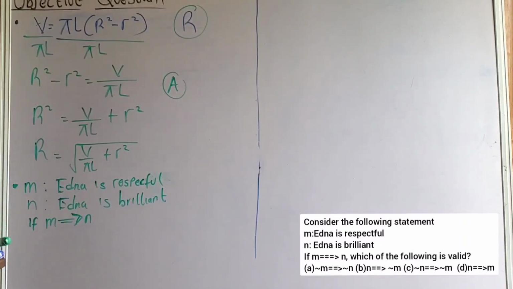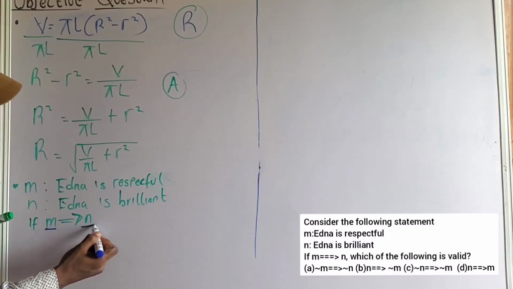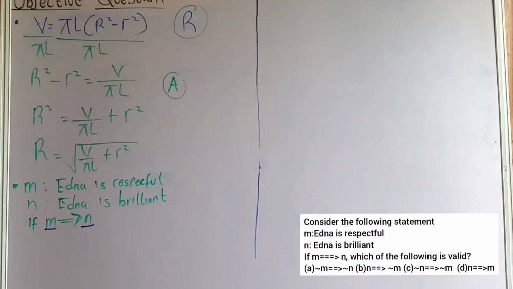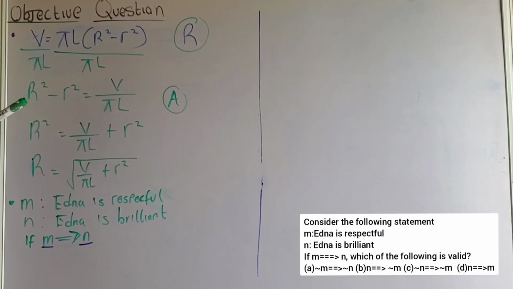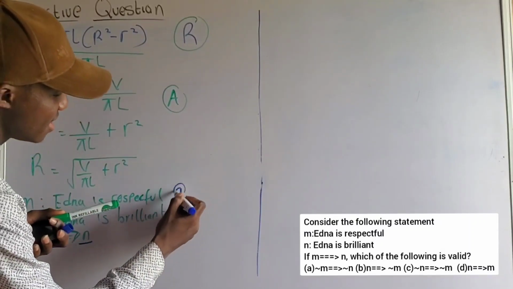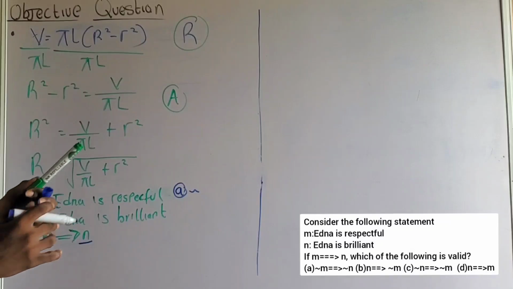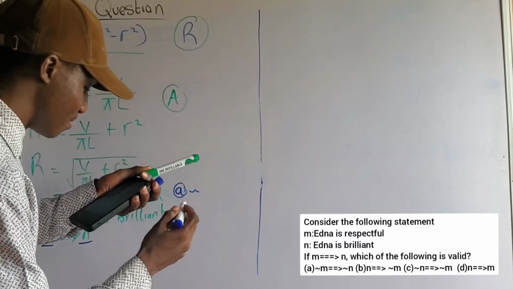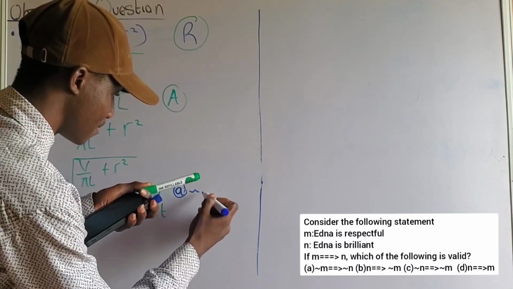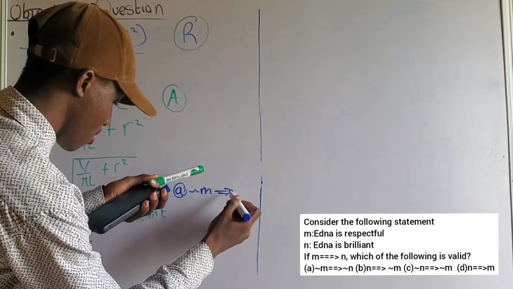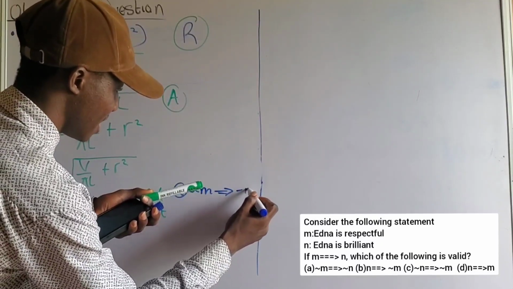You know that M represents respective. So the meaning of this statement is that if Ednan is respective, then Ednan is brilliant. Now, we are asked to check which of the statements is correct. Let me write the first statement. Statement A has a negation sign. If you are fast with logic, you will understand this question. They put negation M points to negation N.